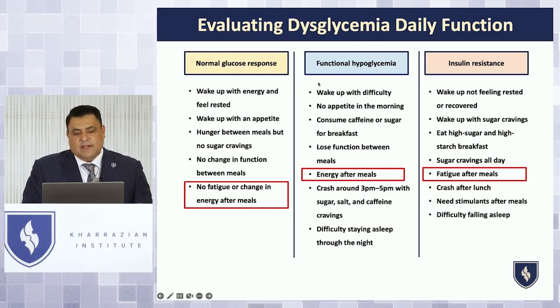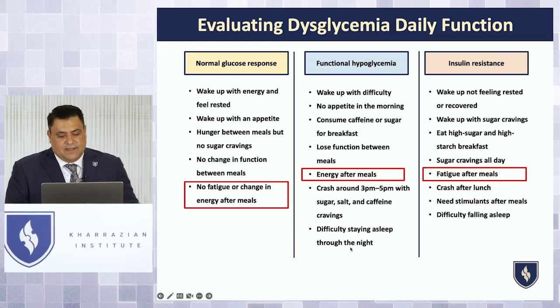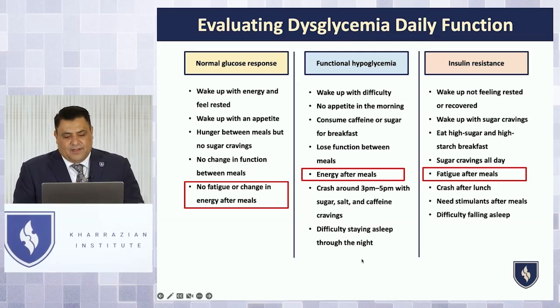For those that are hypoglycemic, they wake up with difficulty, they really can't get out of bed, usually their cortisol awakening responses are not functioning well, they have to have caffeine or sugar to get going, they lose function between meals. When they eat, they actually can function again, they crash usually around 3 or 5, they crave sugar, salt, caffeine, typically have trouble staying asleep throughout the night, they get nocturnal hypoglycemia, and this alone is going to cause a mood disorder over time. So this is important.